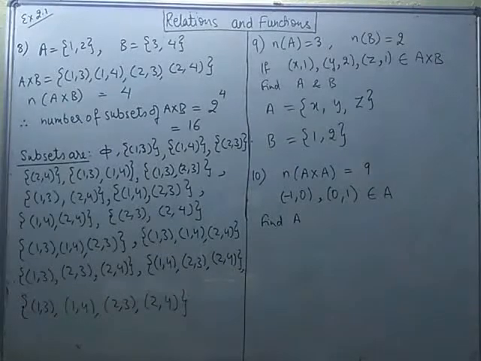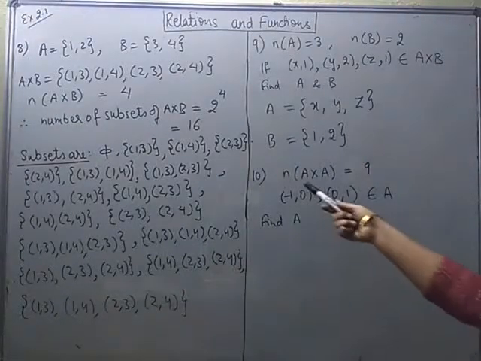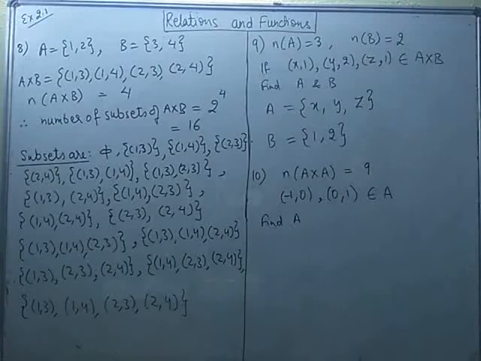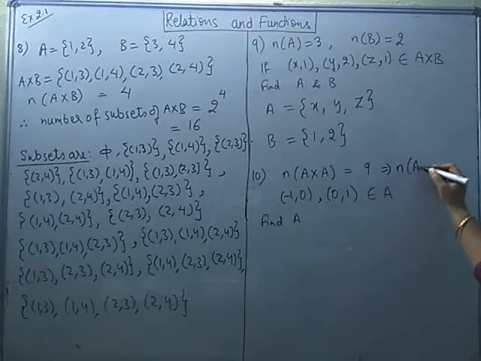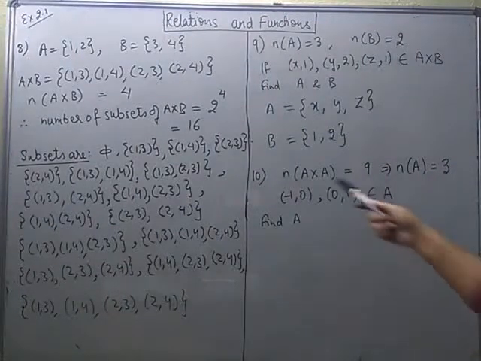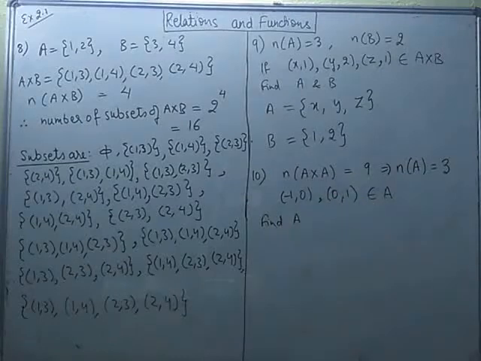So same sort of another question if you see here. We are given number of elements in A cross A is 9. So first set is also A, second set is also A. This will tell us how many elements are in A. 9 is 3 into 3. So obviously the number of elements in A is 3 because both are the same set.